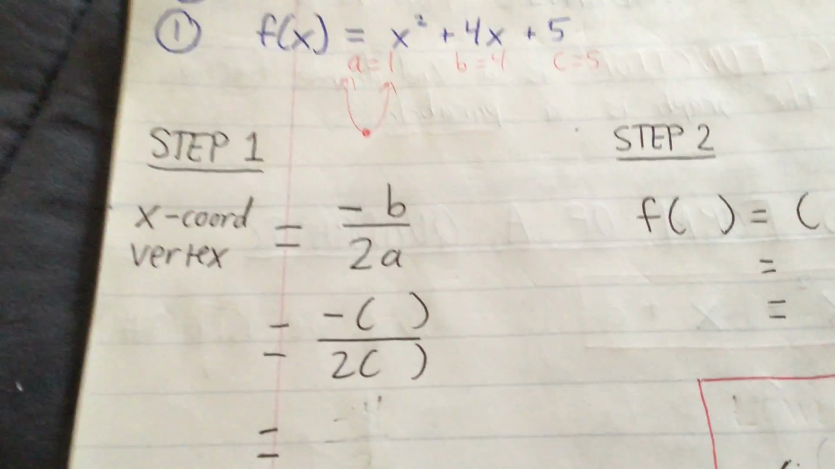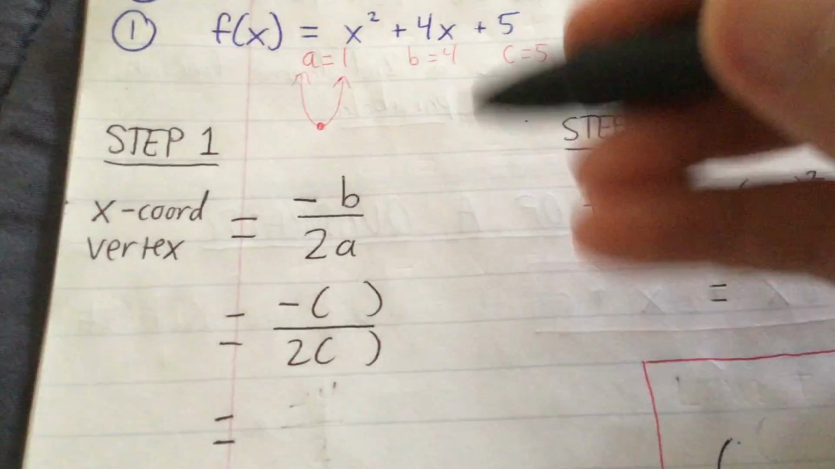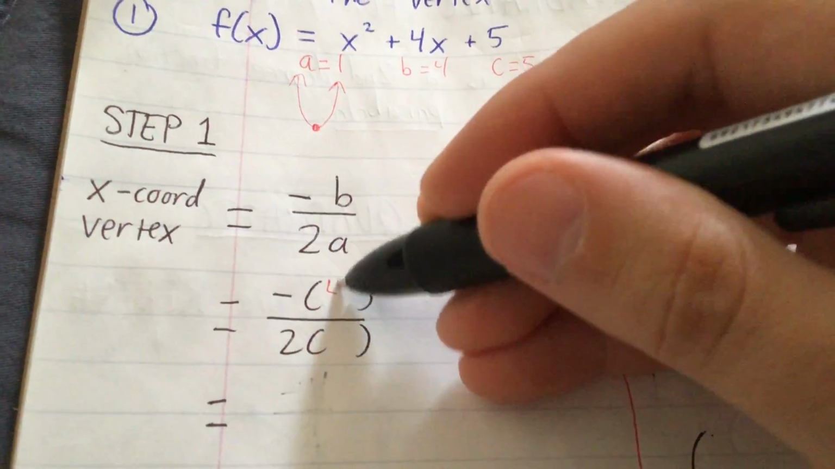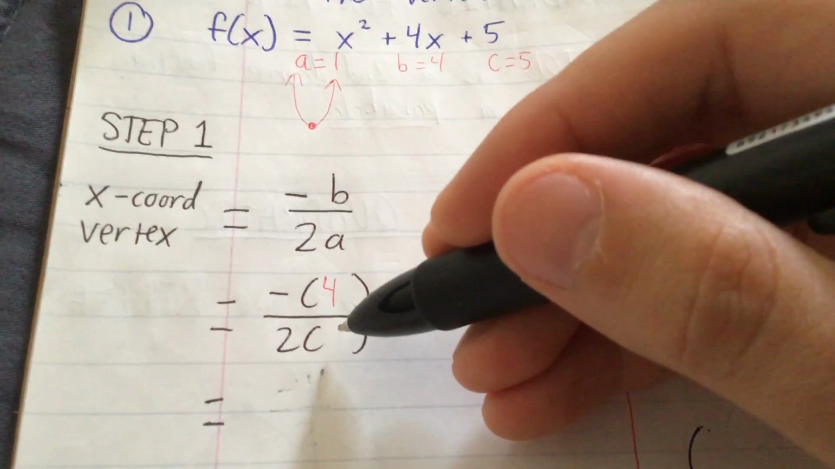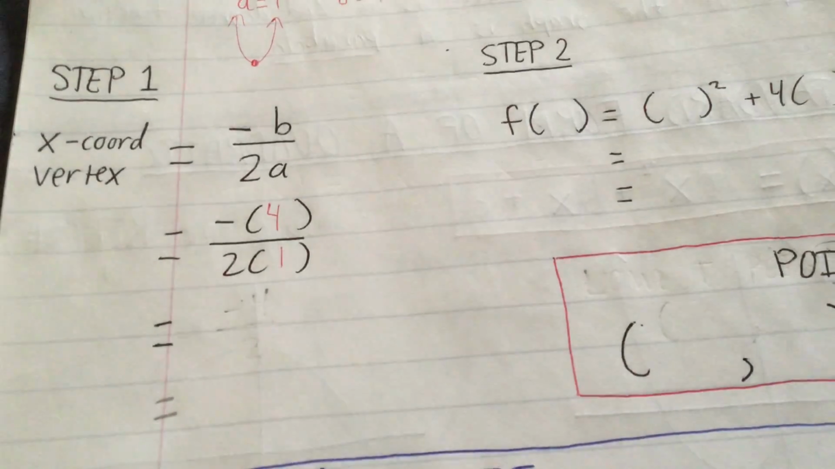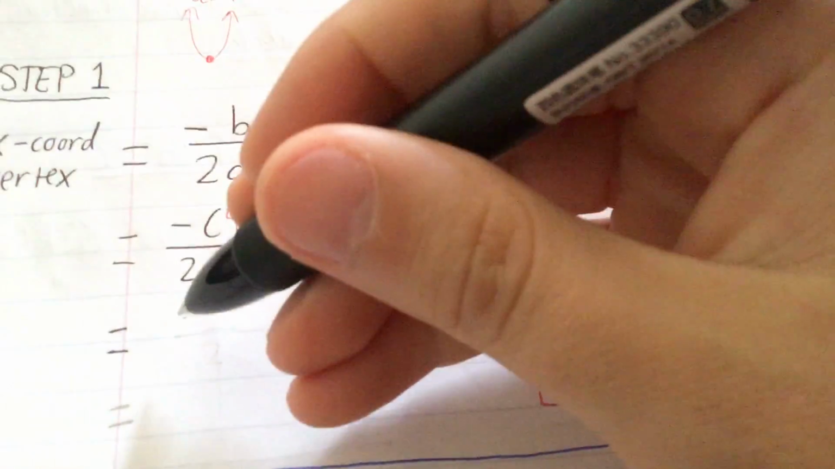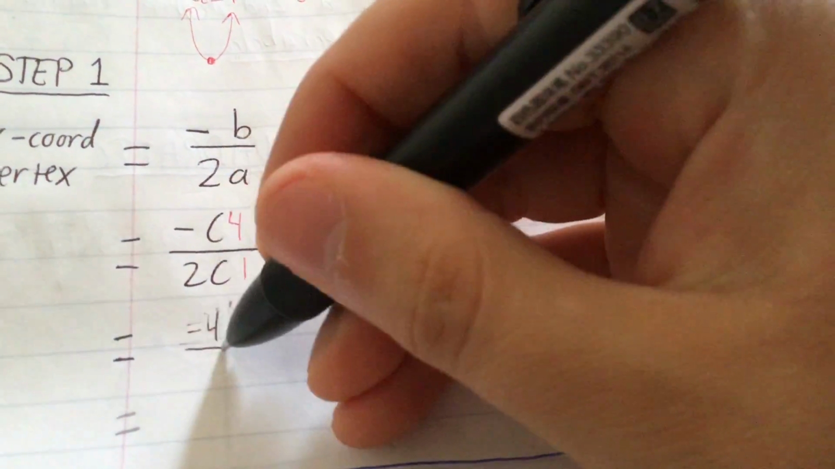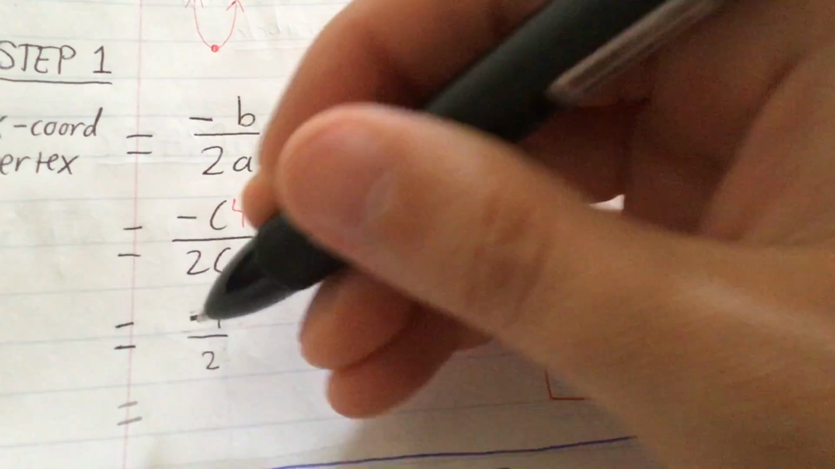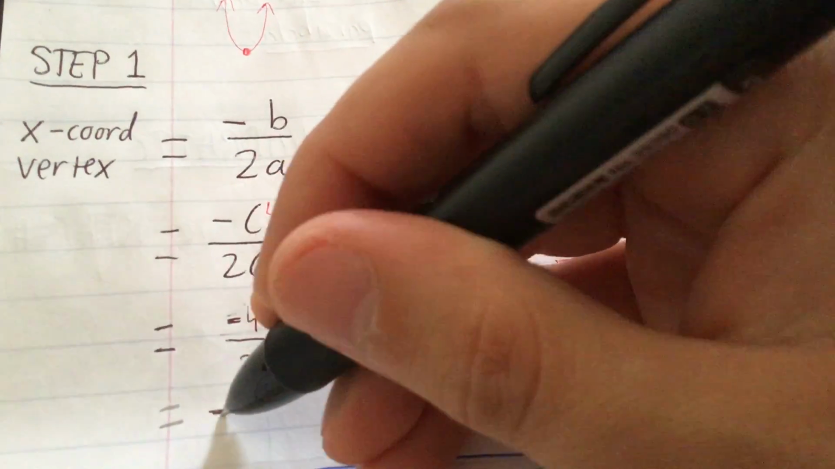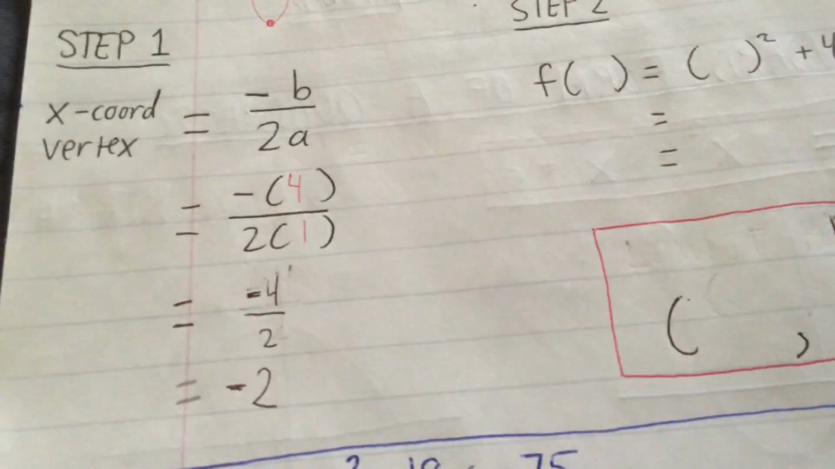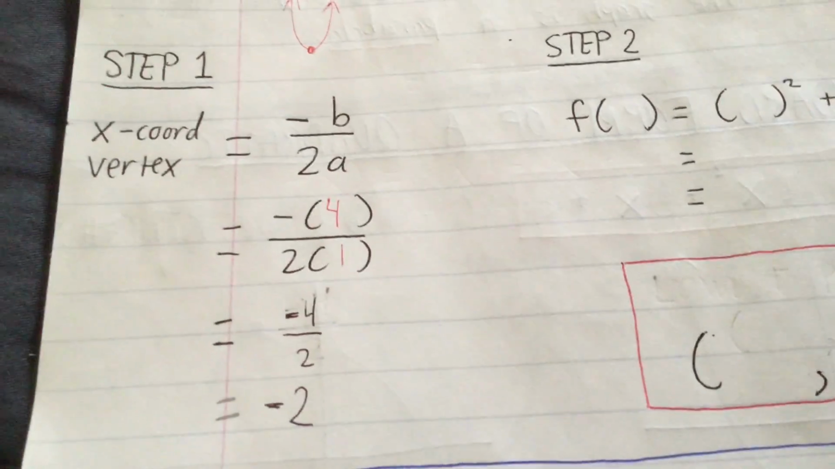in standard form, you need to do negative b over 2a. Do as I say. So b is 4, and a is 1. So you get negative 4 over 2, which means that the x-coordinate of the vertex is located at x equals negative 2. Once you figure that part out, you move on to step 2.